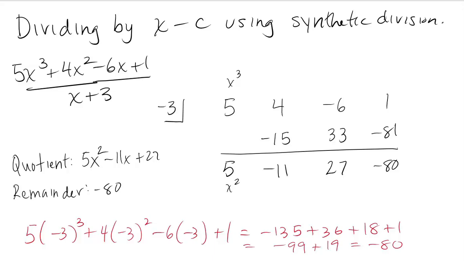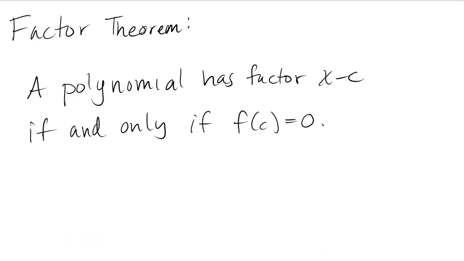In particular, this is special with the output of 0. We call this the factor theorem. A polynomial has a factor of x minus c if and only if f of c equals 0. So let me show you how I use this.